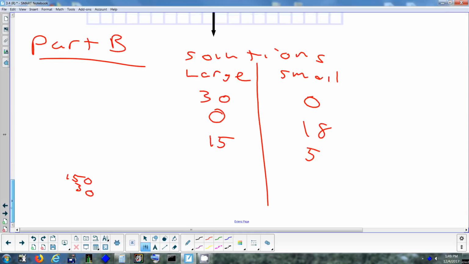30 plus 150... oh, it does work. It does work. So that's another solution. You could get 15 large tables, 5 small.